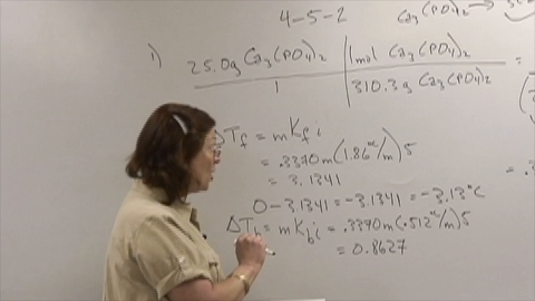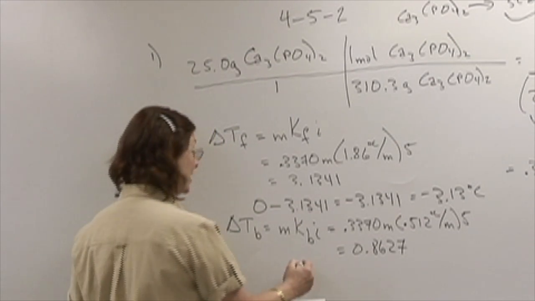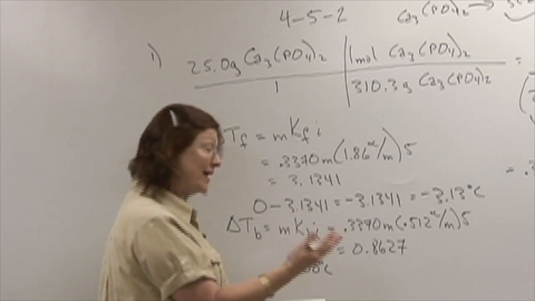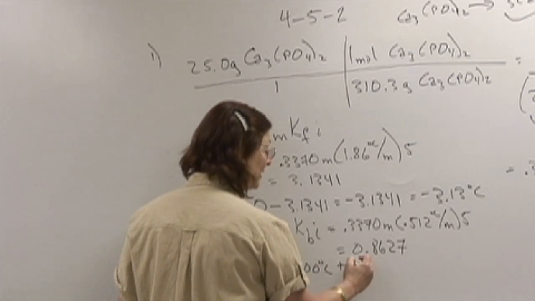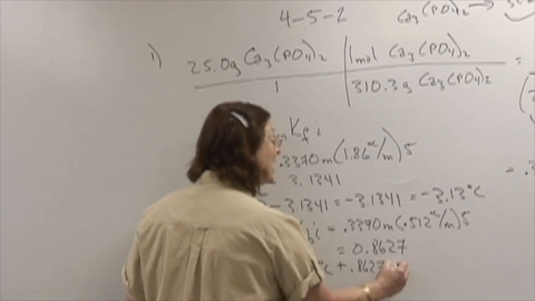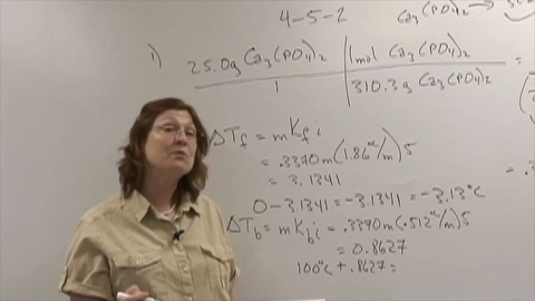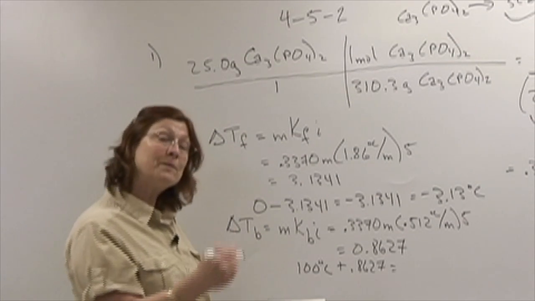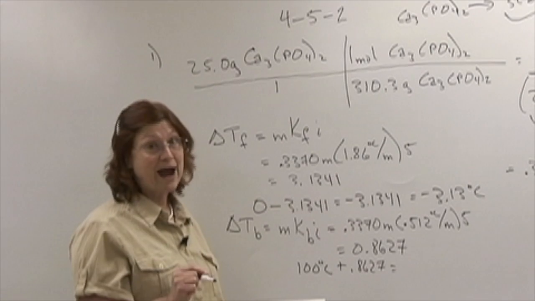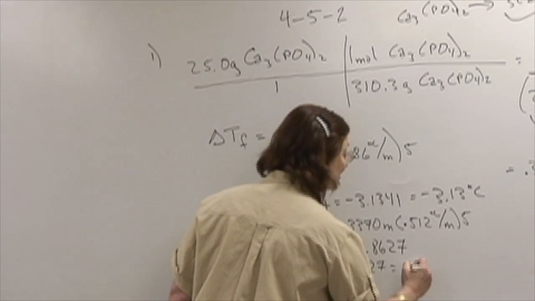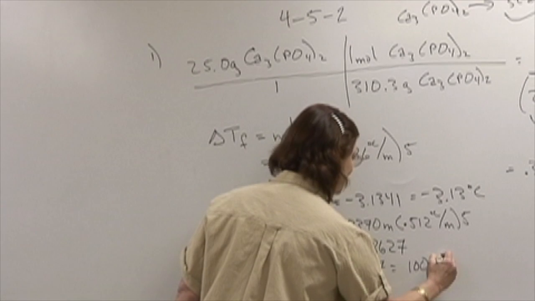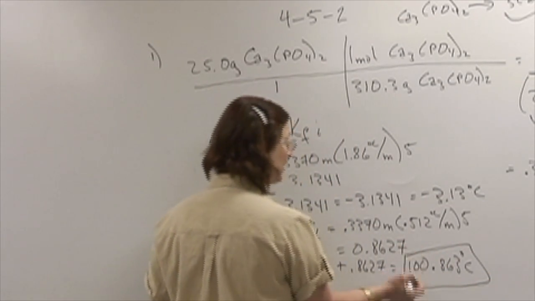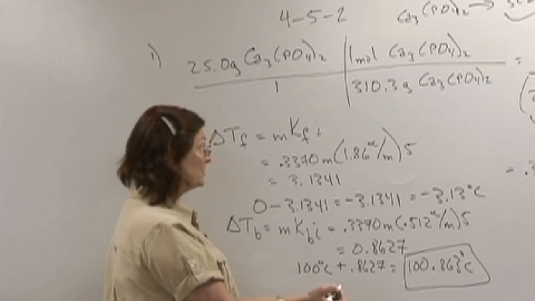Notice before I get my final answer, I am using the number 4 places past the decimal and I cut it off. Well, water normally boils at 100 degrees Celsius and boiling point goes up, boiling point elevation. So I add the 0.8627. Now we have a very special rule for boiling point. Because these changes are so very small, we're going to go 3 places past the decimal rounded. And therefore, my final answer is 100.863 degrees Celsius for my boiling point, my new boiling point for this solution.